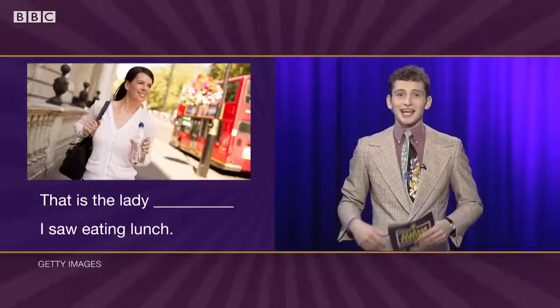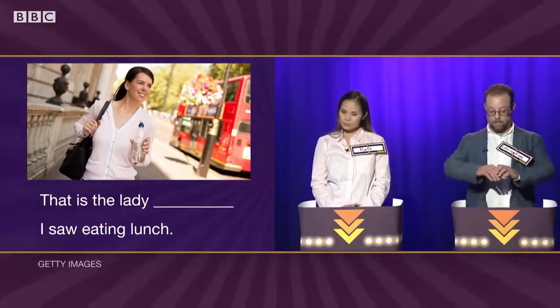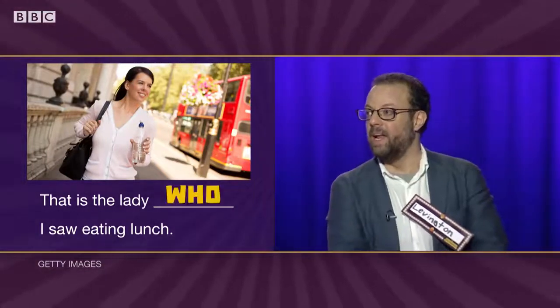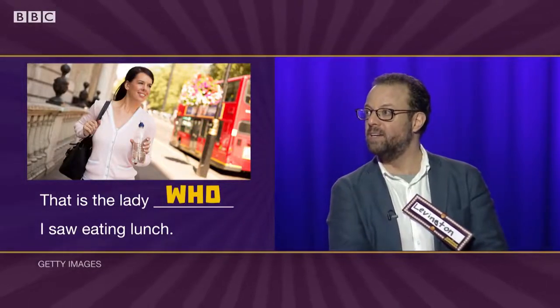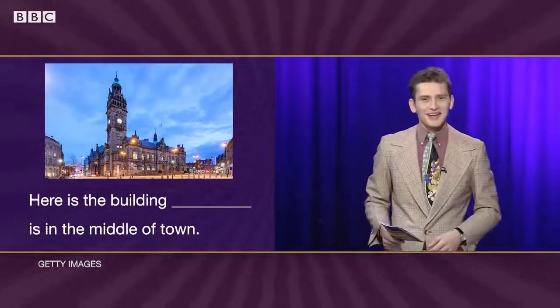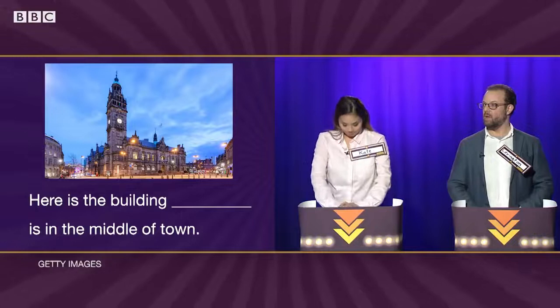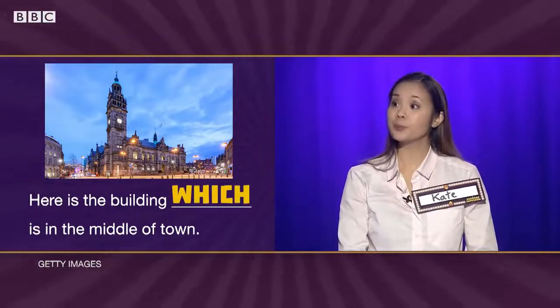Correct. That is the lady I saw eating lunch. Who again? That is the lady who I saw eating lunch. Correct. Here is the building is in the middle of town. Which? Here is the building which is in the middle of town. Correct. Well done, both of you.